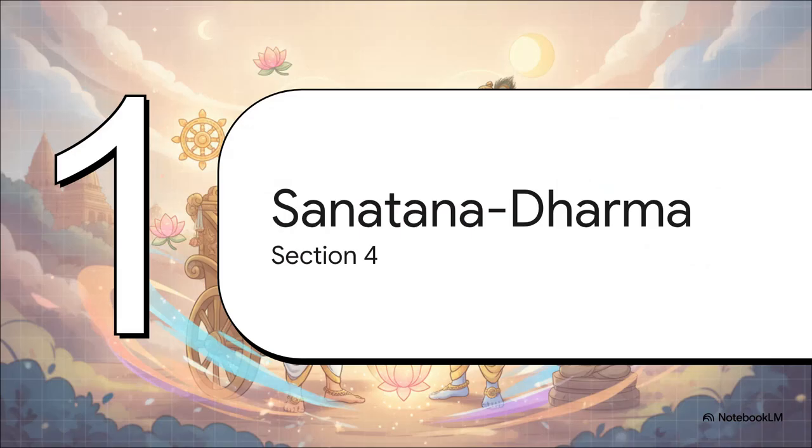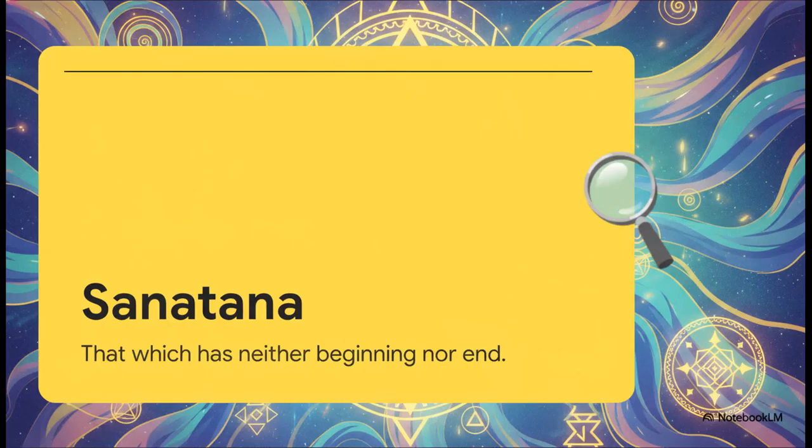Which brings us perfectly to part 4, defining Sanātana-dharma. This is where all these threads we've been talking about converge to reveal our ultimate core purpose. Let's break the term down, starting with Sanatana. As explained by the great Vedic authority Ramanujacharya, the Sanskrit word Sanatana literally means that which has neither beginning nor end. It has absolutely no boundaries in time.